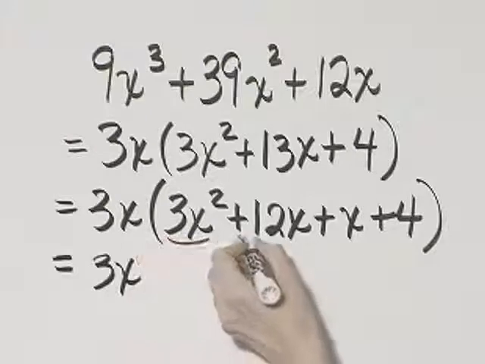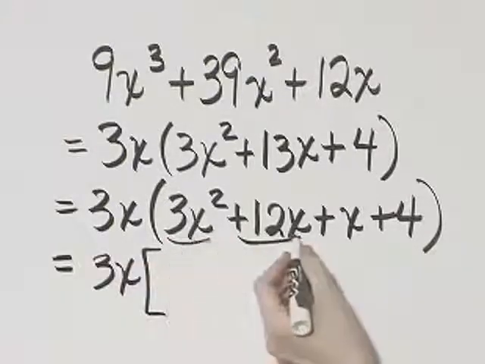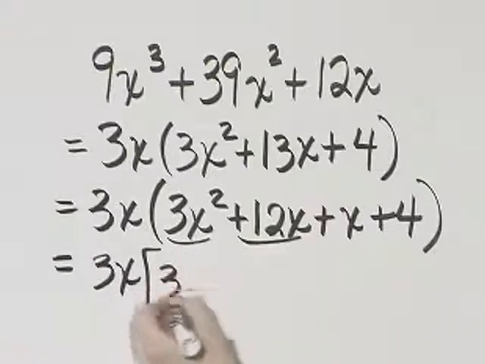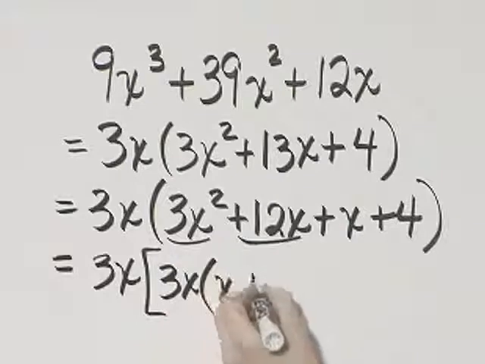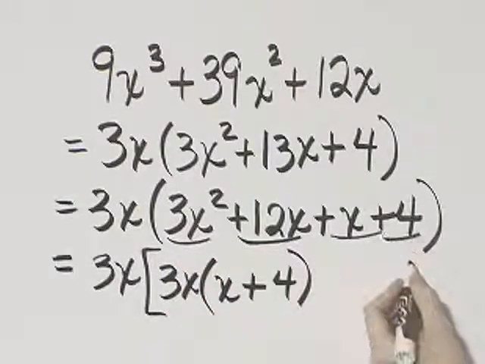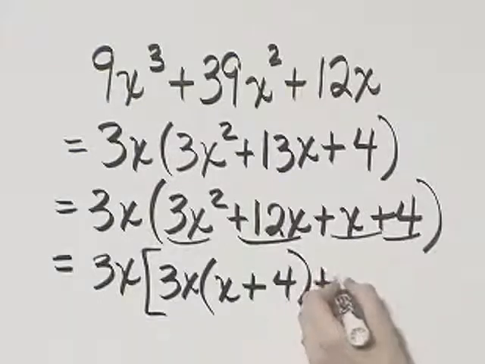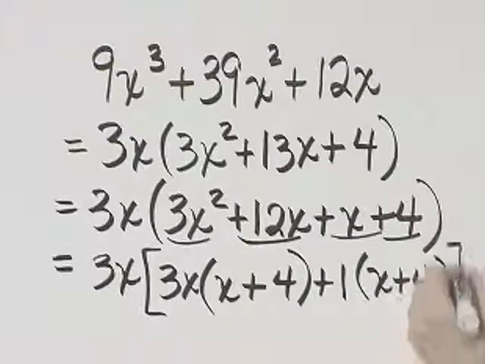Look at these two terms. What's common to these two terms? Well, what's common is 3x. So I'll factor out 3x. And if I do so, I have left x plus 4. And look at these two terms. What's common? Well, there's nothing common, but I can write it as 1 times x plus 4.